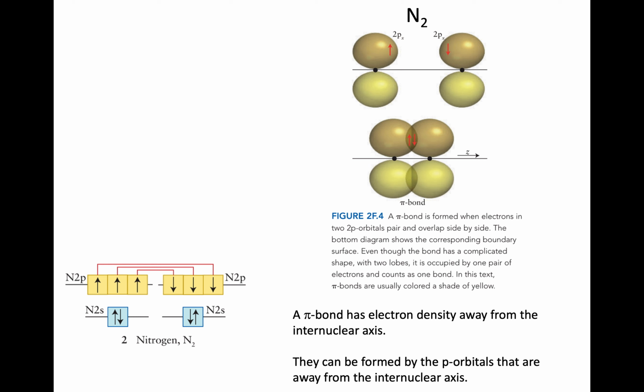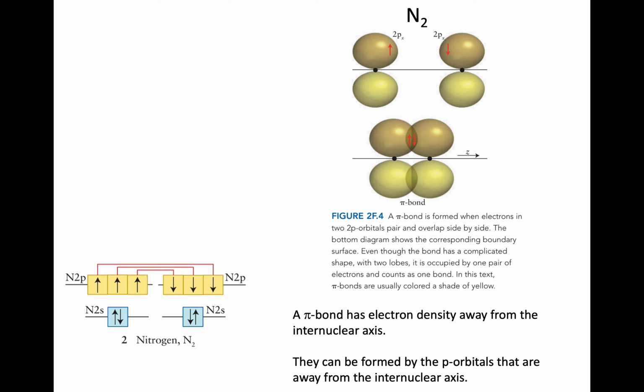One would be with the p orbital directly pointed to the other p orbital. That would form a sigma bond. But we've got two options where they can be off axes, either above and below or front to back. When those come together, those are now forming what are called pi bonds. So our definition for a pi bond is when we have electron density away from the internuclear axis.